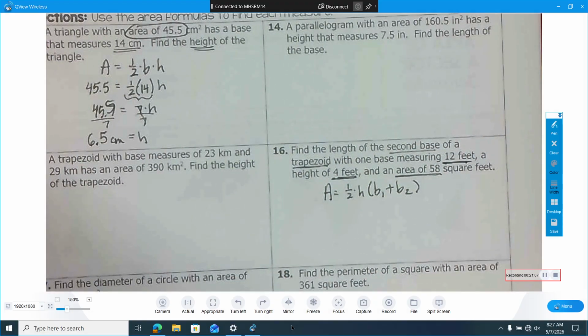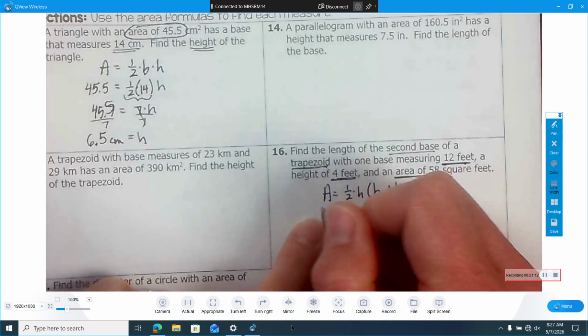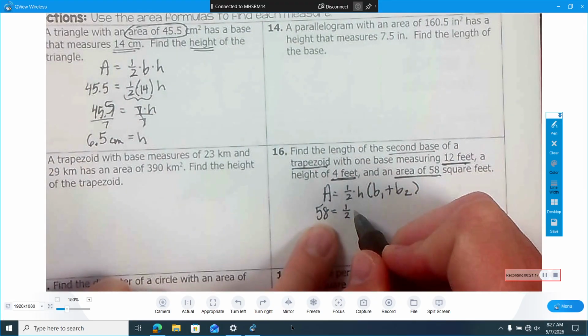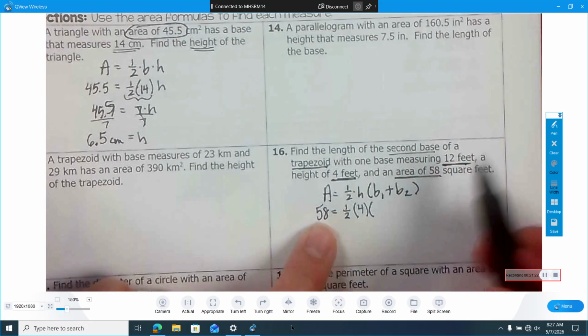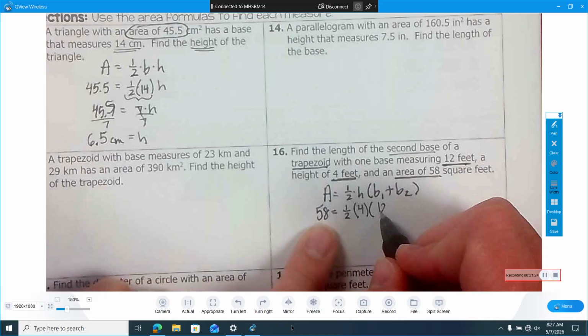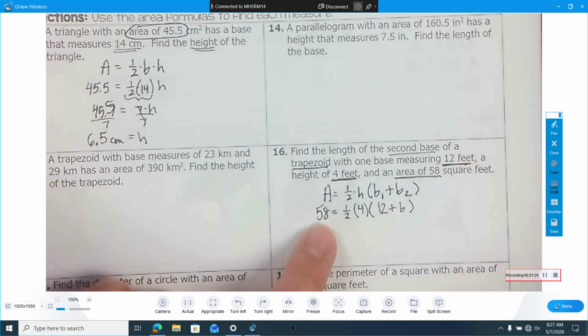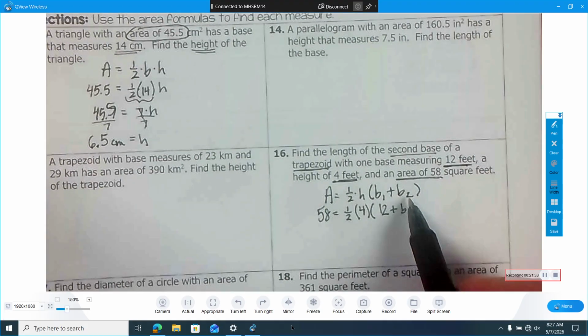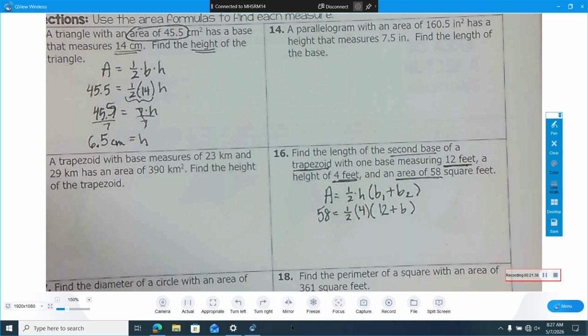So I know the formula, and now we're going to plug in the information we know. I know that the area is 58. So I'm plugging in the 58 for area, and I know that the height is 4 feet. And I know that one of the bases is 12, and we're supposed to find the second base. You'll notice that I dropped the subscript 2, B sub 2. You don't need it. It's just B. We're just finding B. All right. What should we do?